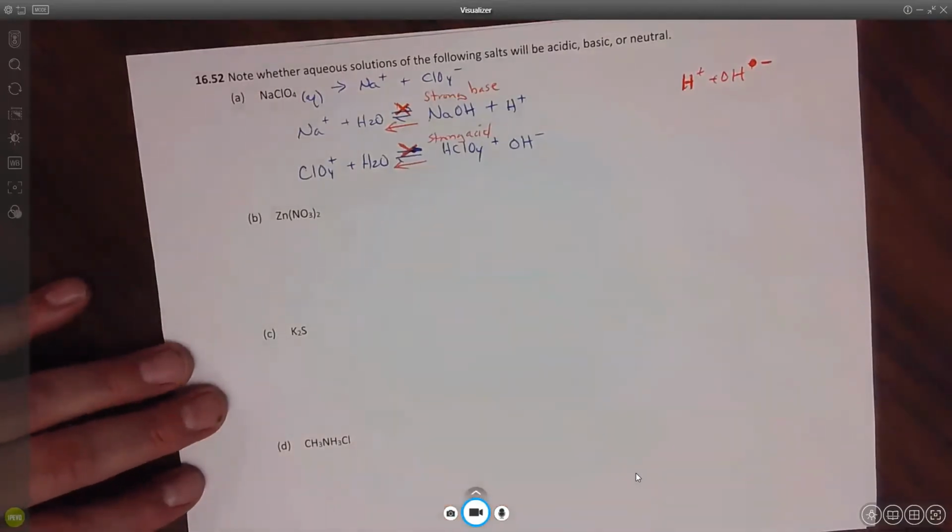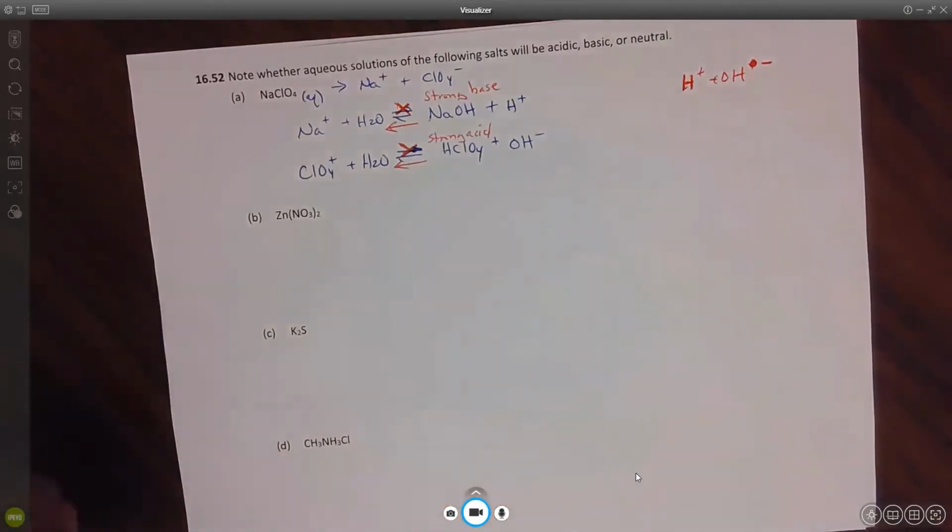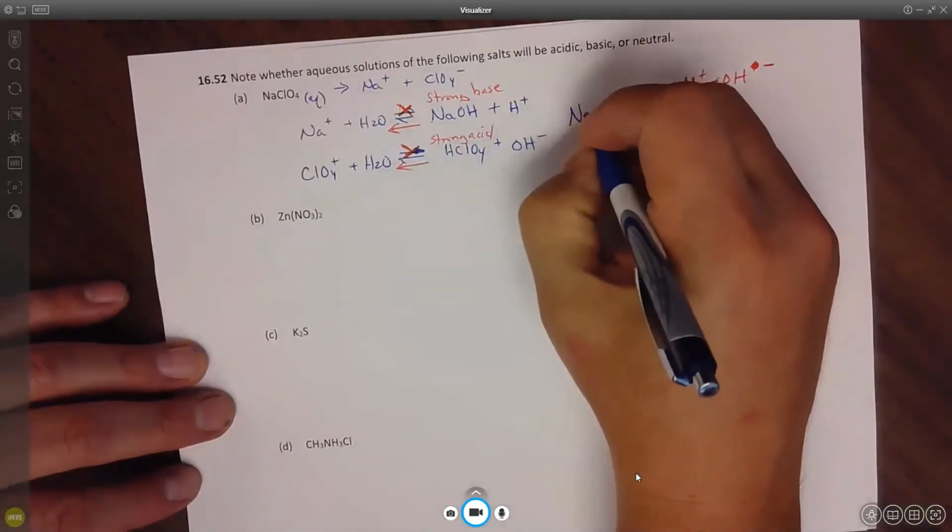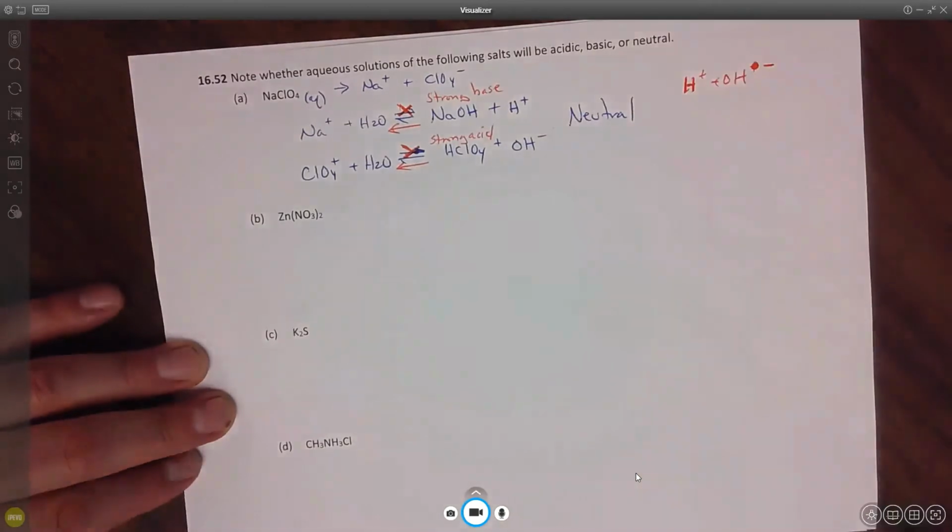So will a solution of sodium perchlorate be acidic, basic, or neutral? Would it be neutral? Yippers. So this solution is going to be neutral. Okay.